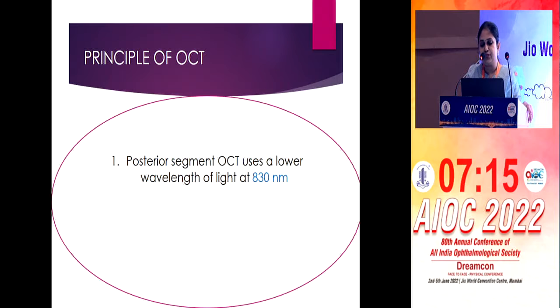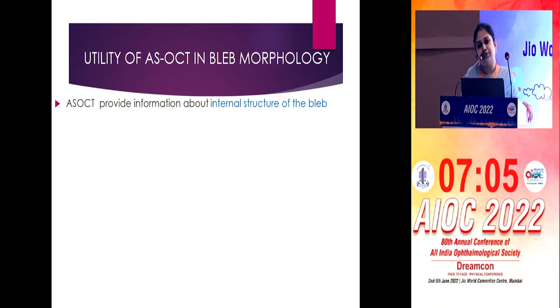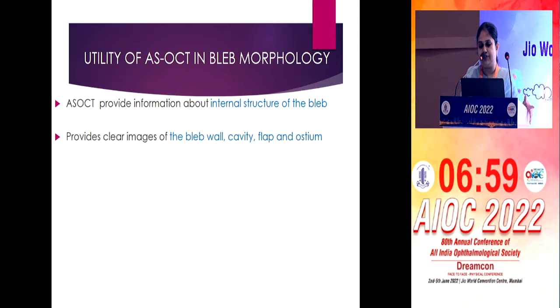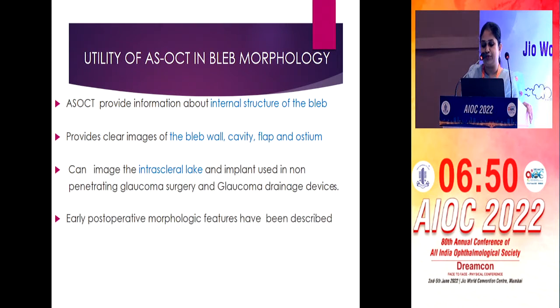The posterior segment OCT usually uses a lower wavelength of light, that is 830 nanometer, whereas an anterior segment OCT uses a higher wavelength, that is 1310 nanometer. So anterior segment OCT provides critical information about the internal structure of the bleb, such as the images of the bleb wall, cavity, flap, and the ostium. It can image the intrascleral lake seen in non-penetrating glaucoma surgeries and implants used in glaucoma drainage devices.